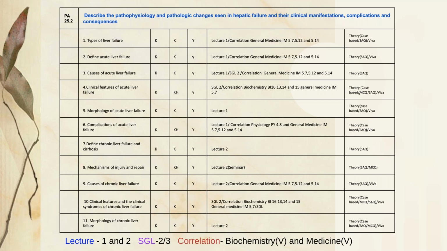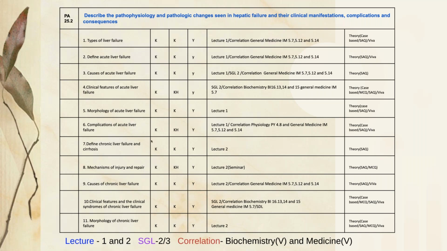Theory, which can be case-based, an MCQ, a short answer, or in a viva format. Then the morphology of acute liver failure, as a lecture. I thought it's probably better that we discuss the morphology again as a theory, which can be a case-based or a short answer question or in a viva format. Then the complications of acute liver failure. So I've put this into 11 SLOs.